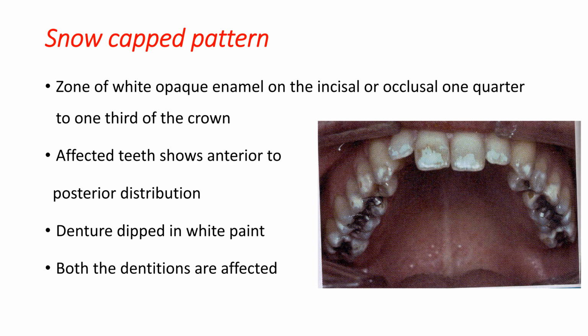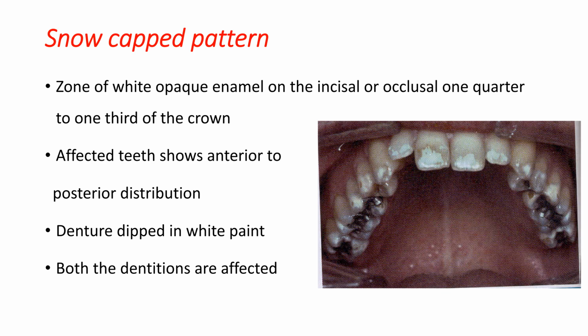Then is snow cap pattern. It exhibits a zone of white opaque enamel on the incisal or occlusal 1/4 to 1/3 of the crown. In the picture you see the incisal third and the occlusal 1/3 is totally opaque white in color. The affected teeth show anterior to posterior distribution and appear like teeth dipped in white paint.